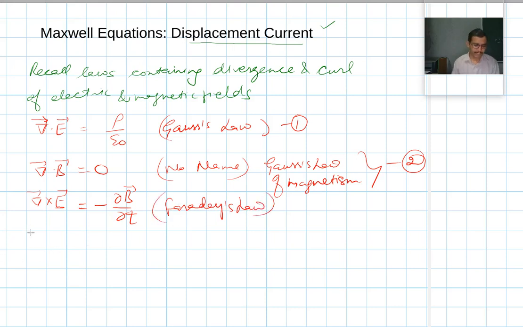Then del cross B is equal to mu naught J, and this is known as Ampere's law. And these all are the differential forms.